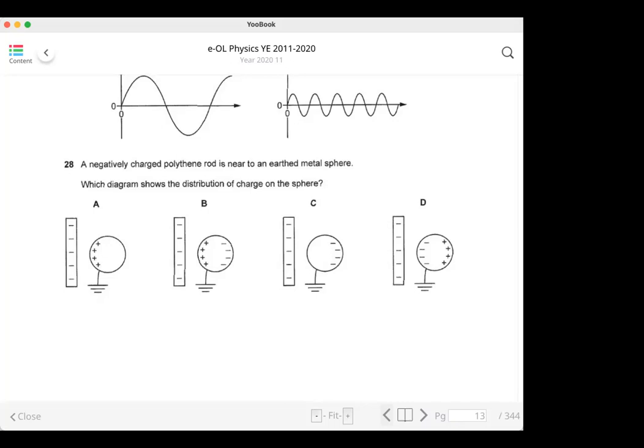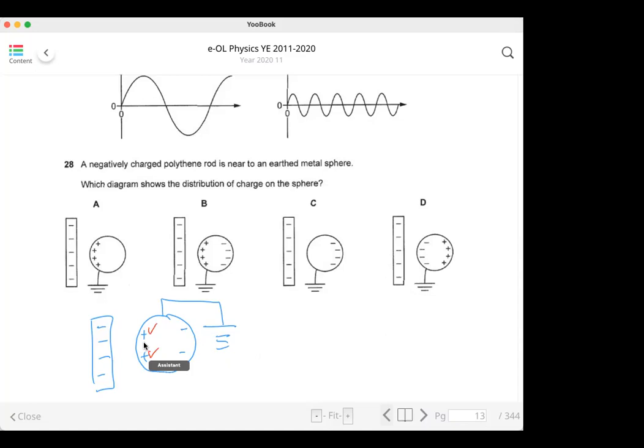So without the earth, what's happening? If there's no earth, it'll be something like this. Am I correct? Without the earth, you look something like this. All of you actually know this. So what happened when I add the earth? Remember I told you the earth can be anywhere to the sphere. So the side that is near the rod will still be positive. So this one will still remain.